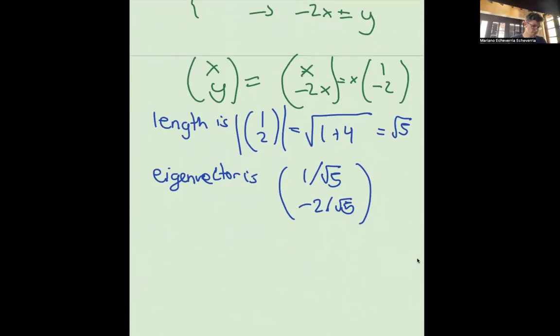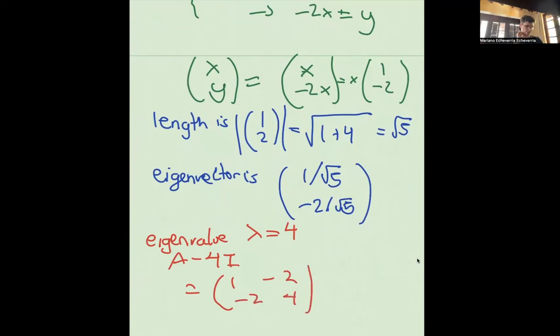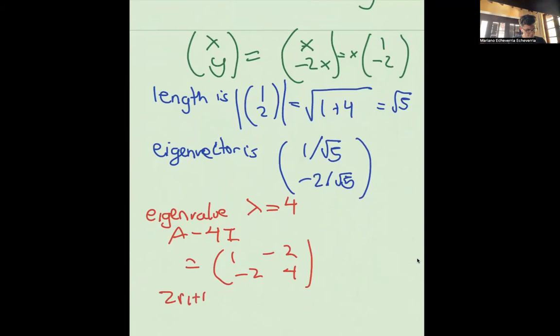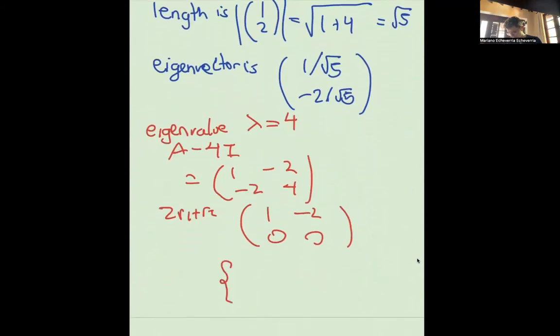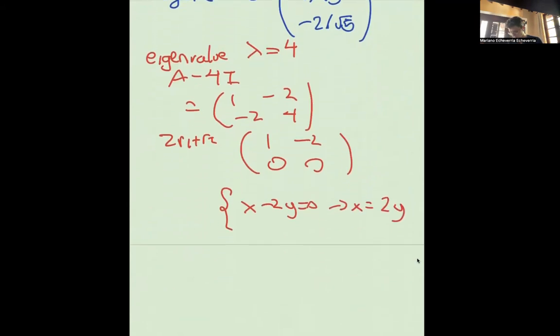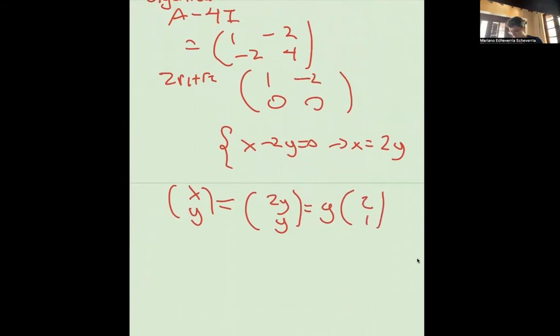And then the other eigenvalue was lambda equals 4. So we have to look at A minus 4I, which in this case gives you minus 1, 1, minus 2, minus 2, 4. Okay, and here if you do 2 row 1 plus row 2, you get 1, minus 2, 0, 0. And the equation is x minus 2y equals 0, so x equals 2y. So the eigenvector is (x, y) equals (2y, y), which is y times (2, 1).